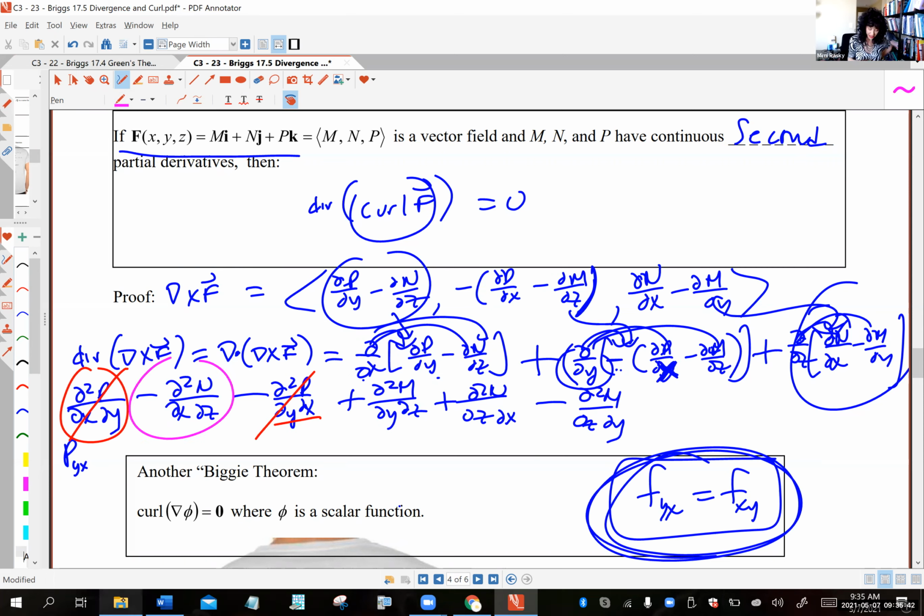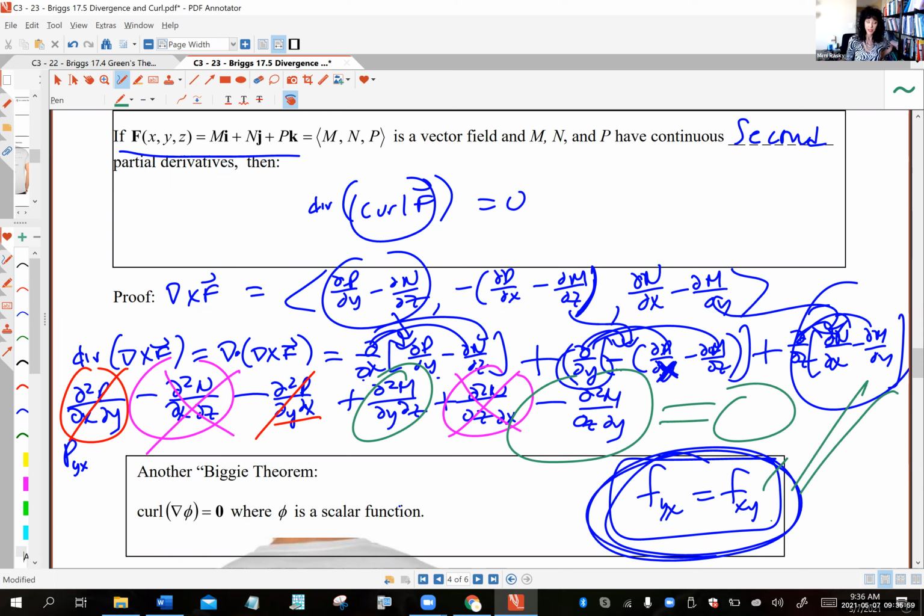We got more coming. d squared m over dy dz minus d squared m dz dy. Big fat 0, and I'm done with the proof. That's the biggie: the divergence of curl gives me 0.